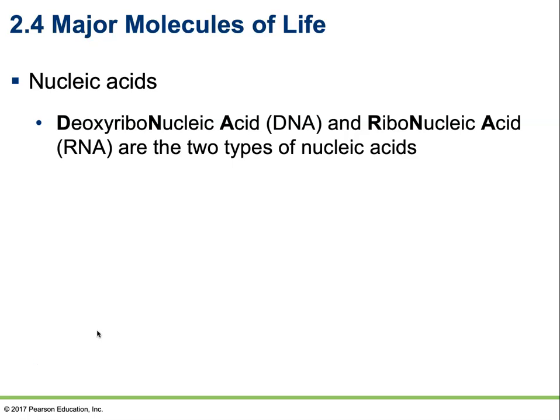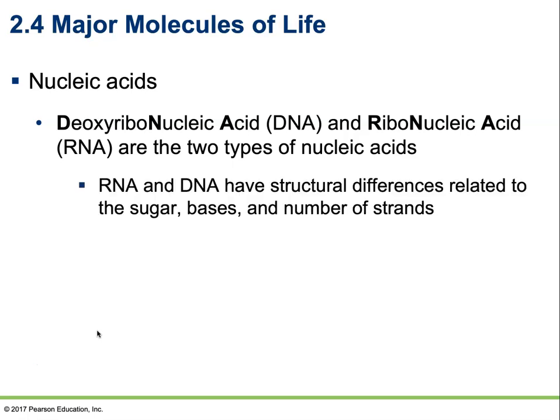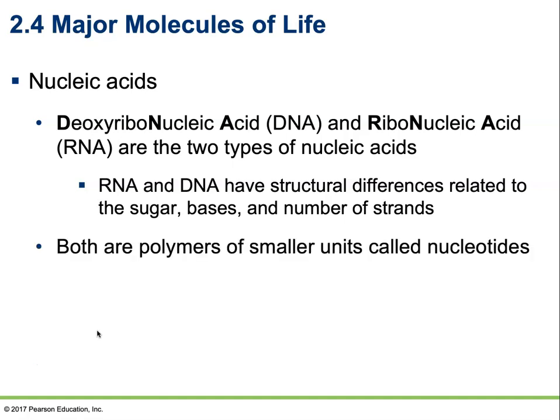So just as an example, some of the nucleic acids that we use for storing information would be deoxyribonucleic acid, or DNA, or ribonucleic acid, RNA. Those are going to be the two main types of nucleic acids that we are going to be discussing in this course. DNA and RNA have structural differences related to the sugars, the bases, the number of strands, and we'll get into great detail about those differences as it comes up. Both, though, are going to be polymers of smaller subunits called nucleotides.